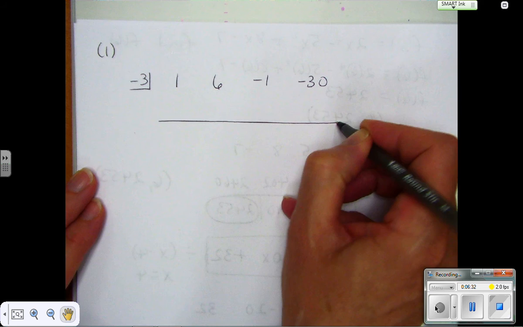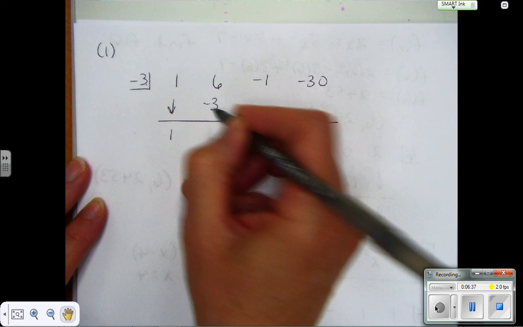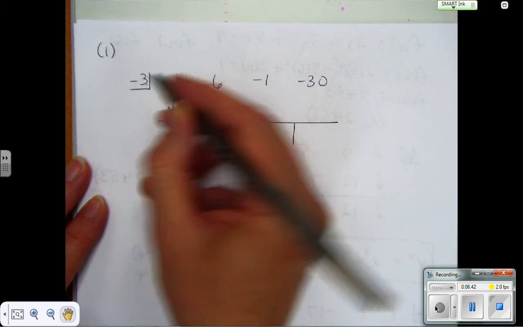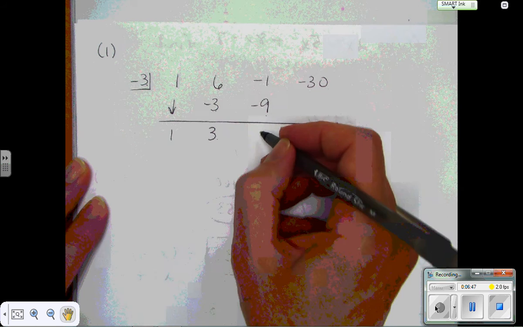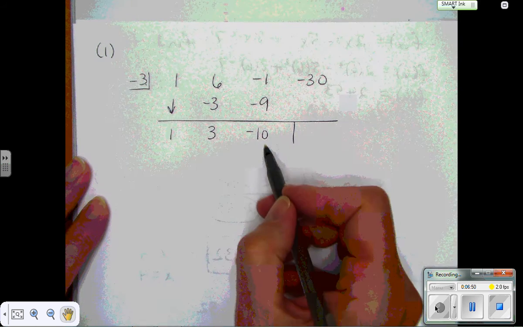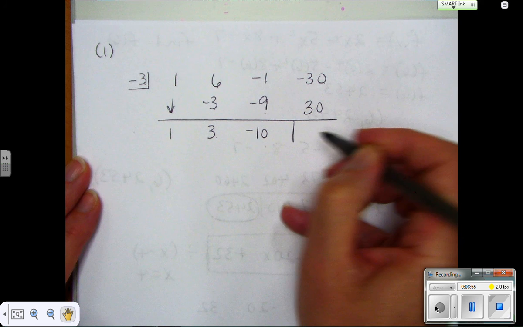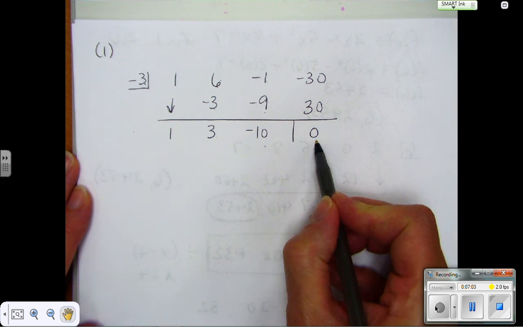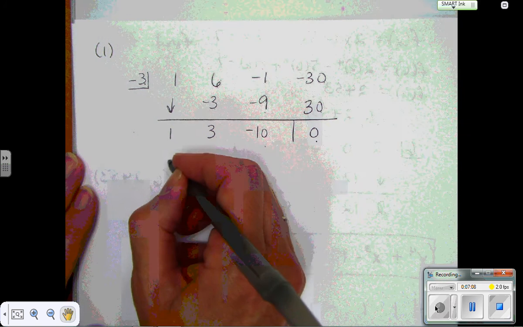1 times negative 3 is negative 3. 6 plus a negative 3 is 3. 3 times negative 3 is negative 9. Negative 1 plus negative 9 is negative 10. Negative 10 times negative 3 is positive 30. Negative 30 plus 30 is 0. Okay, so that is how you show that x plus 3 is a factor. You just show that your remainder is 0. You divide synthetically, show that the remainder is 0. So the depressed polynomial here is x squared plus 3x minus 10.